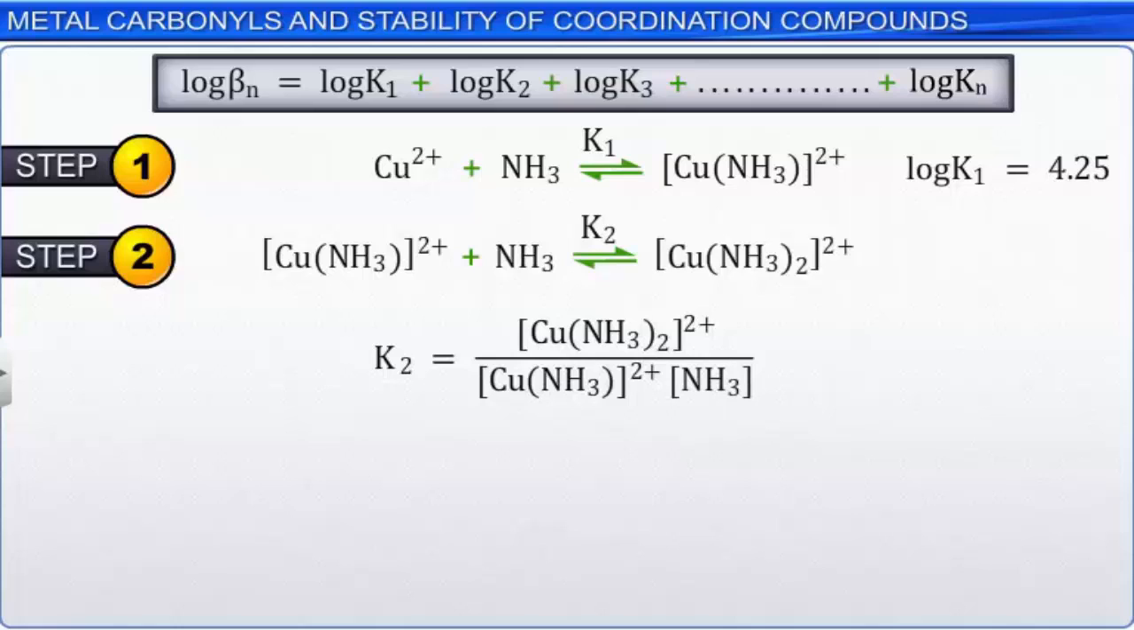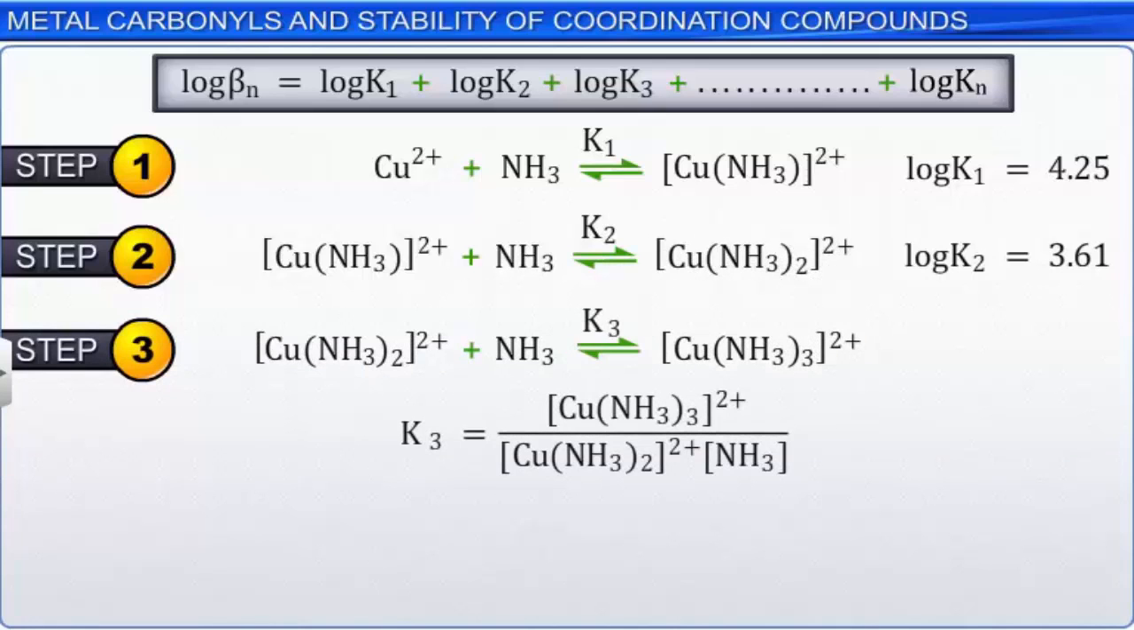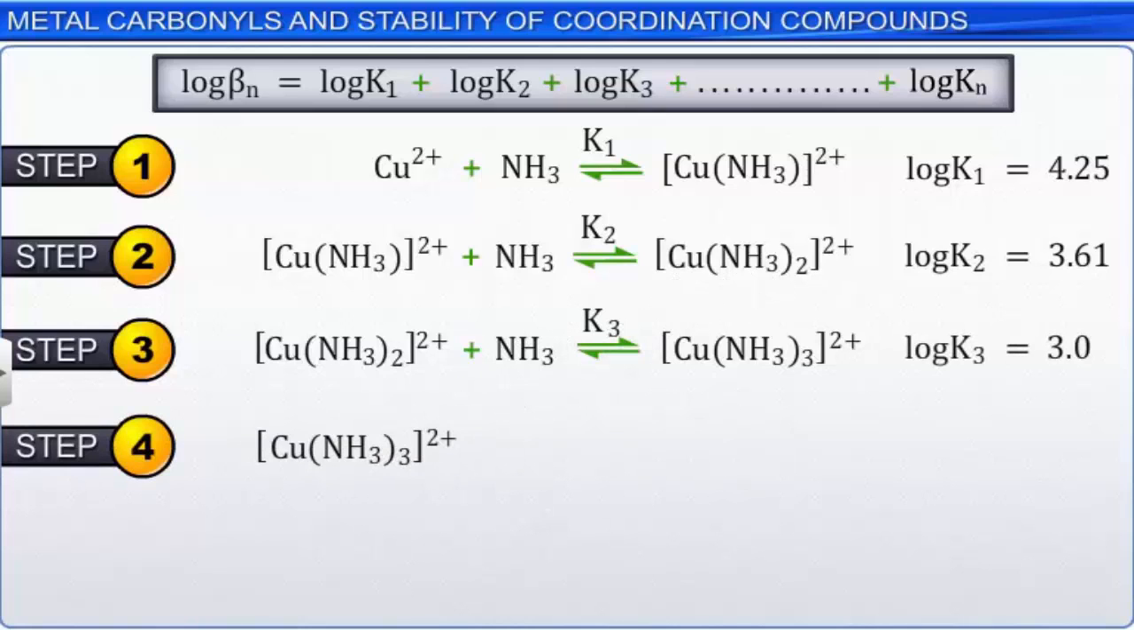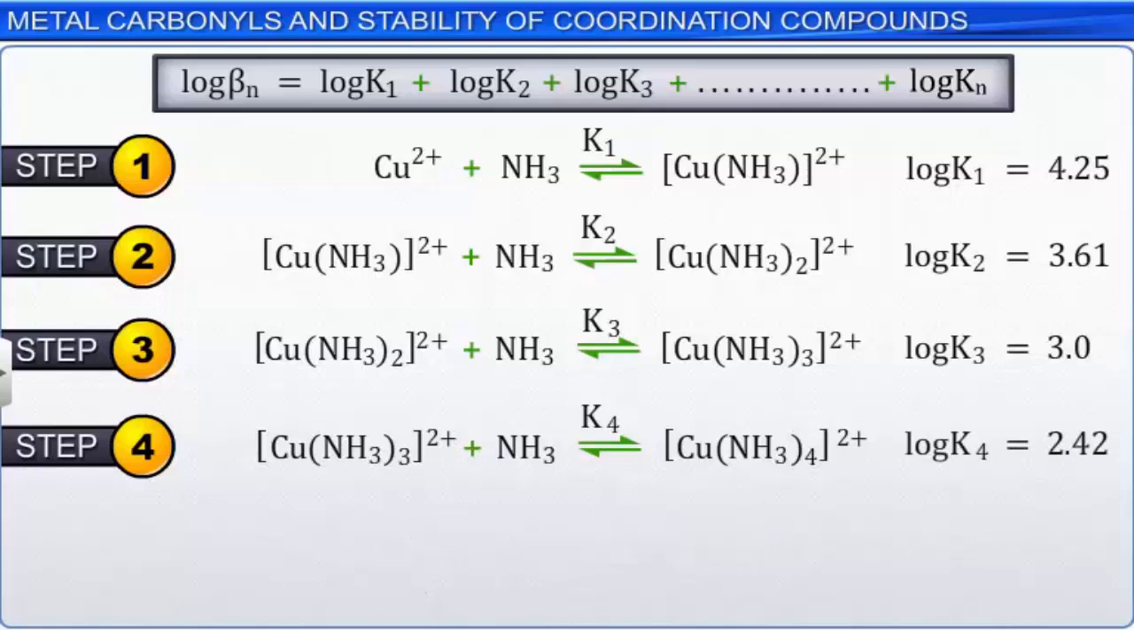The overall stability constant is simply the equilibrium constant for the complete reaction: Cu2+ plus 4NH3 in equilibrium with [Cu(NH3)4]2+. It is given by the expression beta 4 is equal to the concentration of [Cu(NH3)4]2+ divided by the concentration of Cu2+ multiplied by the concentration of NH3 raised to the power of 4.